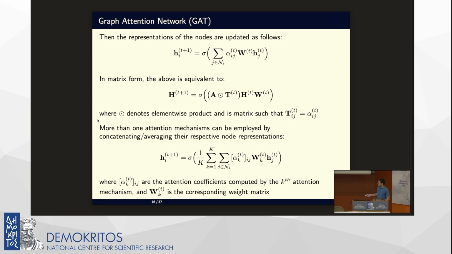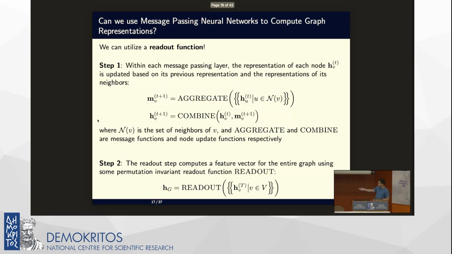I said before that we are interested in some cases to produce graph representations as well, not just node representations. So can we somehow modify those models to produce also a vector that represents the entire graph and not just the nodes of the graph? The answer here is yes, and it's pretty simple to do that. We can just add a readout pooling function to the model.